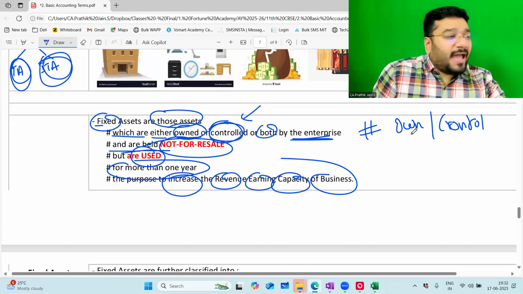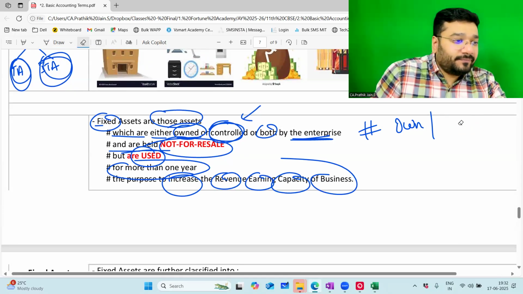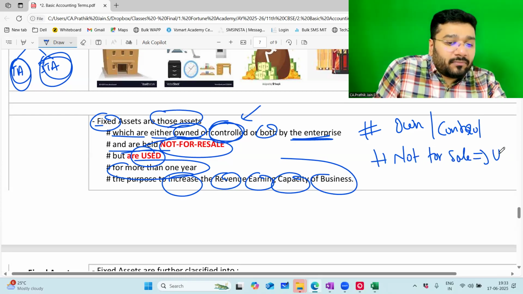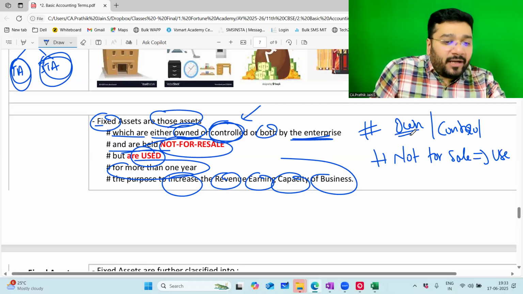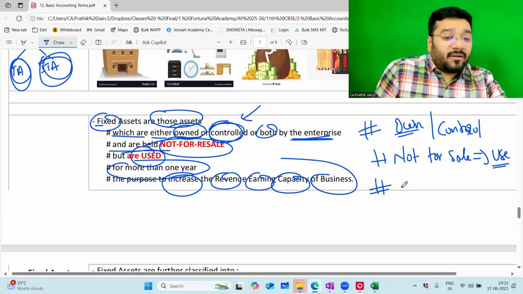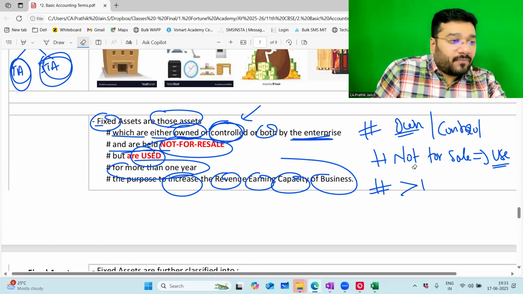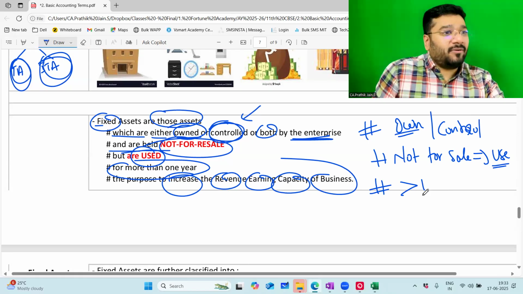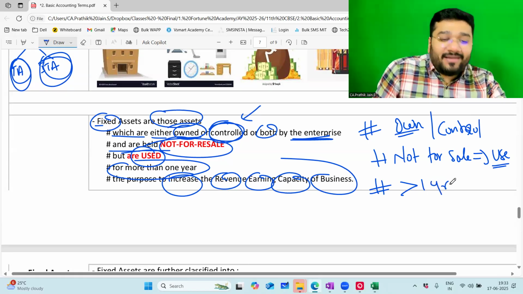I'll tell you what it is. I have to either own it or control it. Second condition: it is not for sale, but for usage. So I own it for what purpose? For using in my business. For how many years? More than 1 year. Do you understand the symbol? More than, equal to, less than. In mathematics, you all studied properly till 10, no? Okay, then okay. More than 1 year.